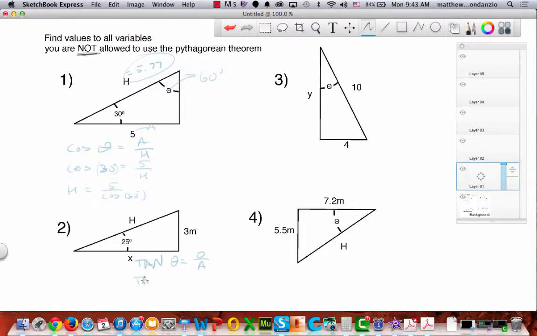All right, so the tangent of 25 degrees equals my opposite, which is what? What's my opposite? 3. And how do I know it's opposite? Again, I go from the corner all the way through, go across, there's 3. So 3 meters over my what? Adjacent, which is what value, Paulina? What is my adjacent value?